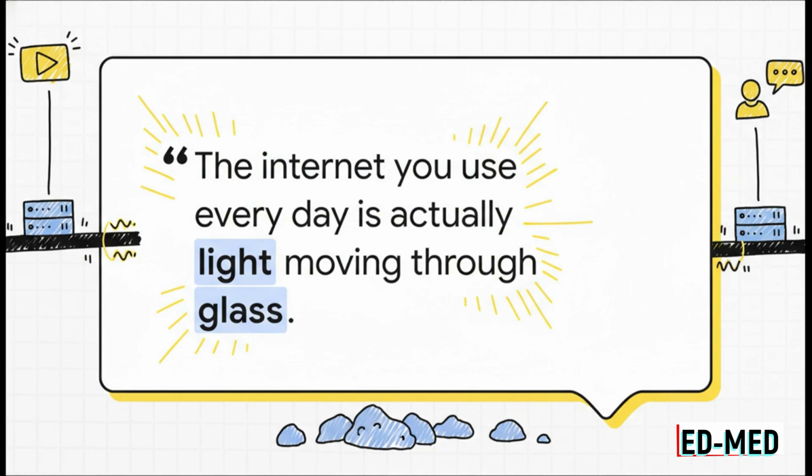So, the next time you stream a movie or video call a friend on the other side of the planet, just remember this. You're actually controlling pulses of light flashing through a massive network of glass fibers buried at the bottom of the sea. The internet isn't in some mysterious cloud. It's light in a cable.